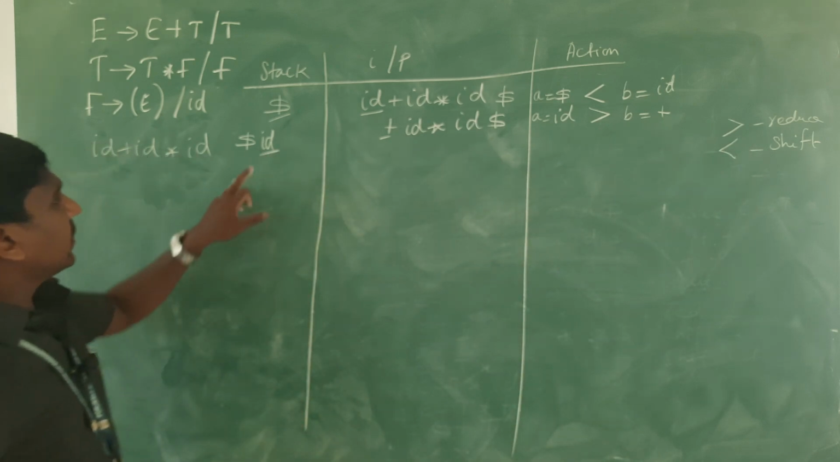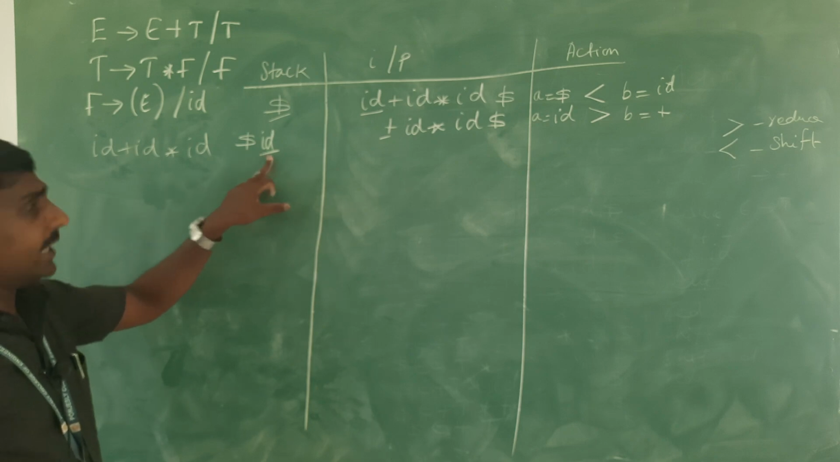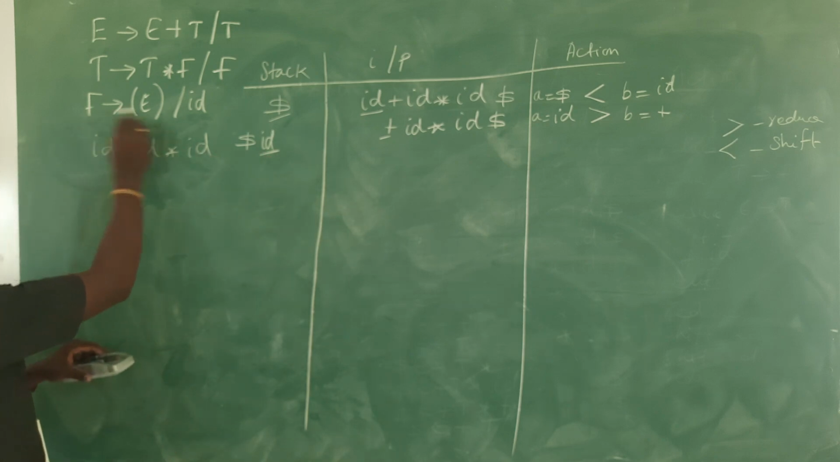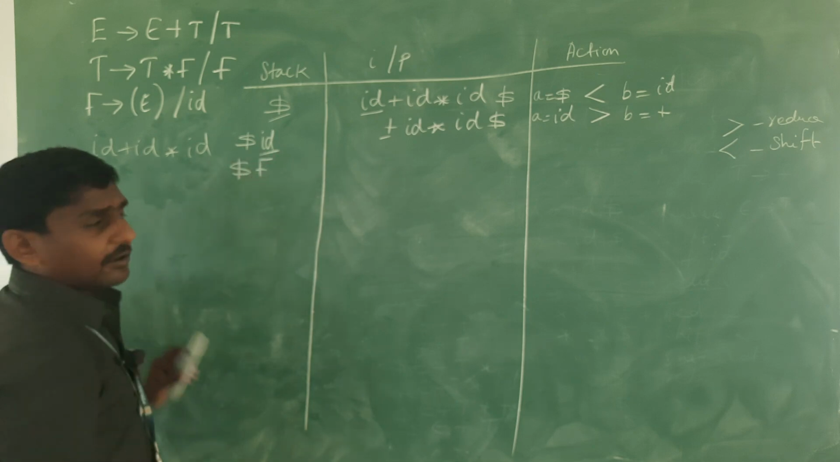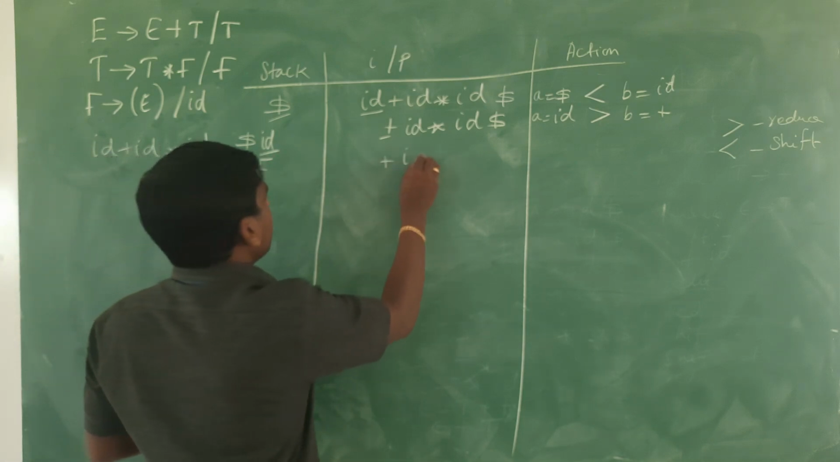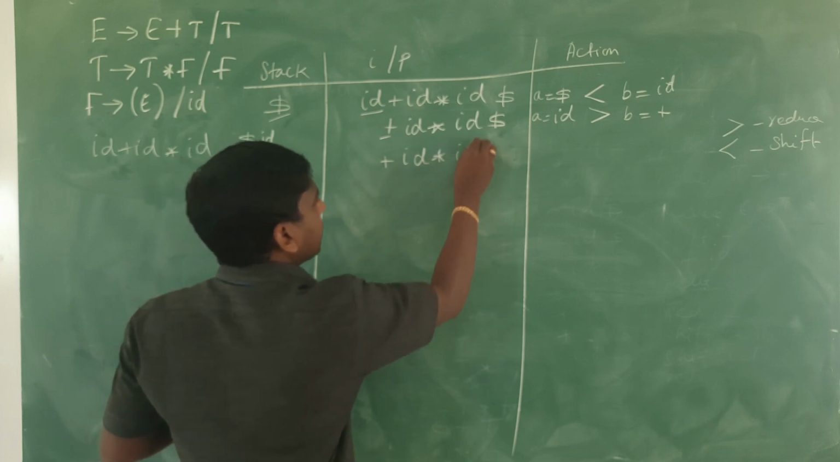So we have to check whether we have a handle for id. Yes, we have a handle for id, f tends to id. So in place of id, we have to reduce with f. Clear? So plus id star id dollar.